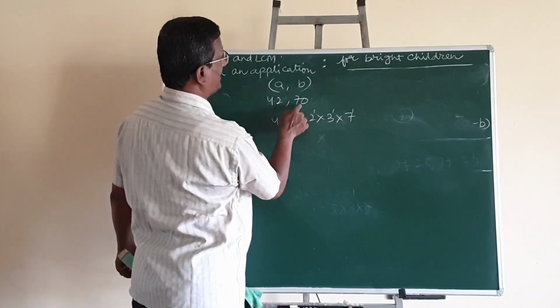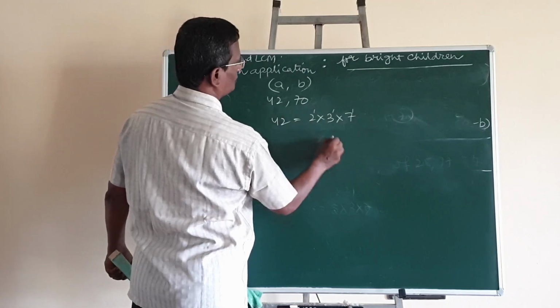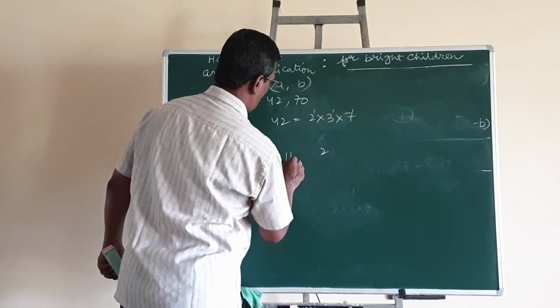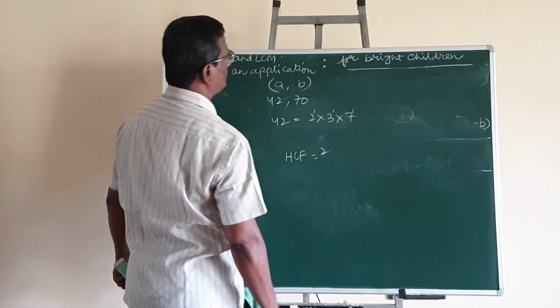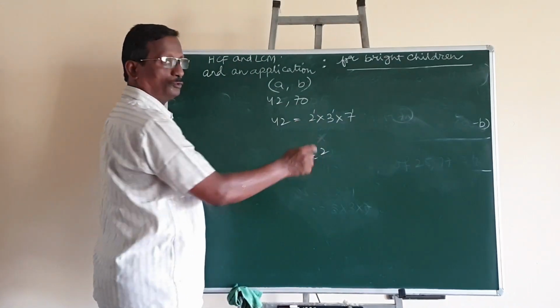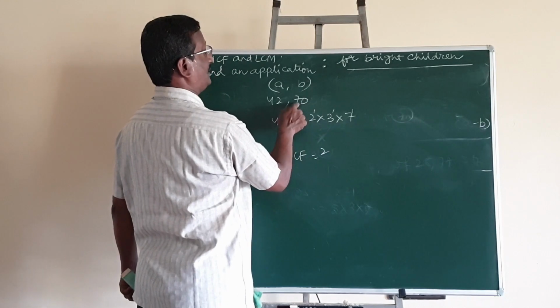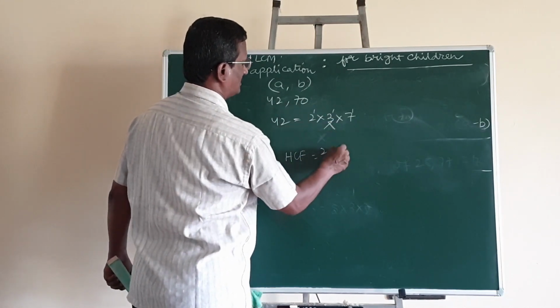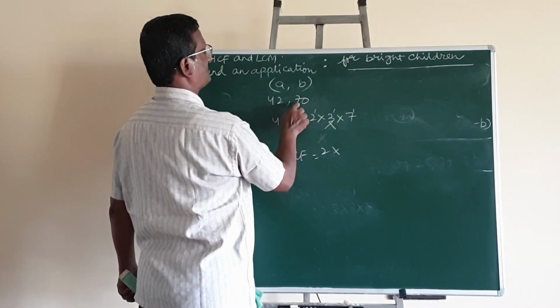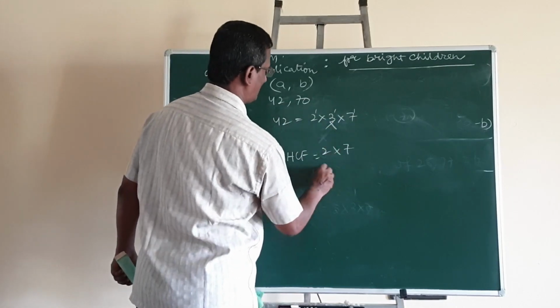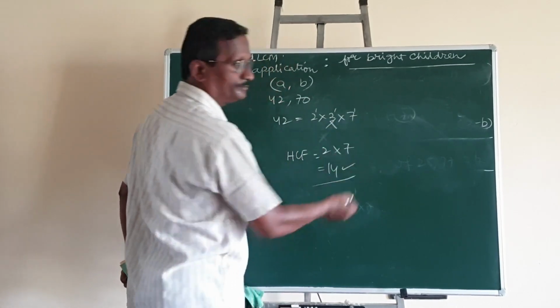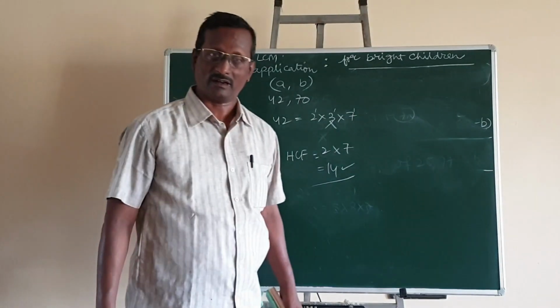2 divides 70. So 2 comes in the HCF. Put the heading HCF equal to: 2 divides 70, therefore 2 comes in the HCF. Here 3 does not divide 70, so it will not come in the HCF. 7 divides 70, so 7 comes in the HCF. This HCF is equal to 14. It is the best way, or easy way.